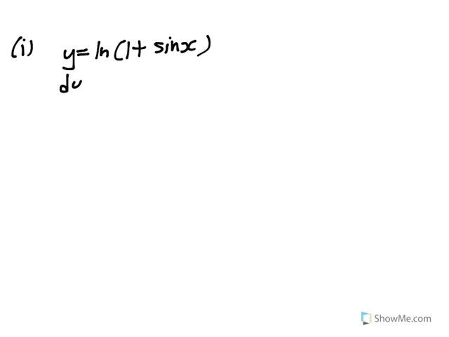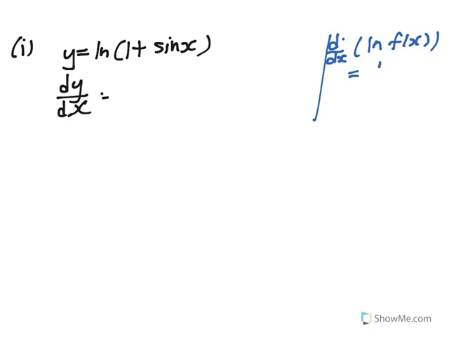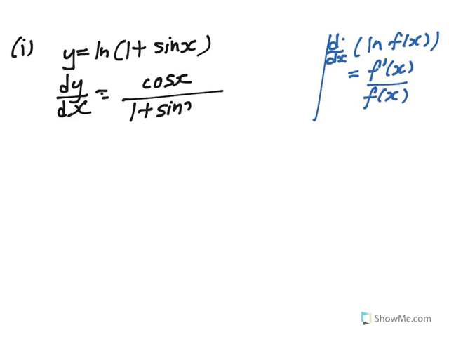Okay, dy/dx, remember you differentiate. Let me just quickly write out the formula aside. Remember that if we were to differentiate ln of f(x), I hope you still remember this is just equal to f prime x over f(x). So dy/dx is differentiating the f prime over f, so that gives us cosine x over 1 plus sin x.